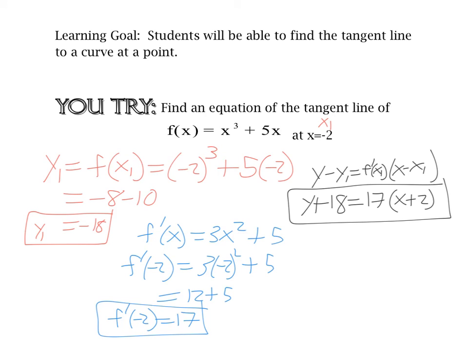Okay, hopefully the first thing you notice, they only gave you the x1, so you're going to have to plug that in to get your y1. When you do, you get negative 18. Then you're going to need to take the derivative and plug in a negative 2 into the derivative to get the slope. So you got y minus negative 18, which is y plus 18, equals 17, times x minus negative 2, which is x plus 2.